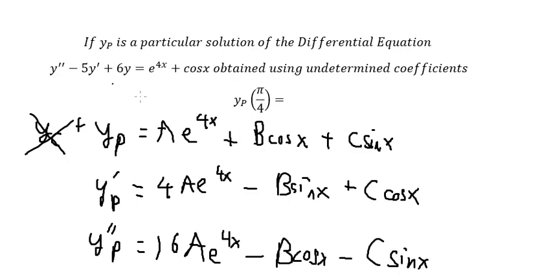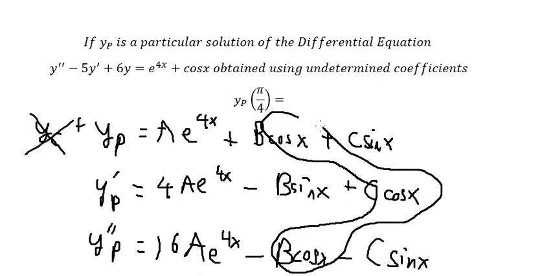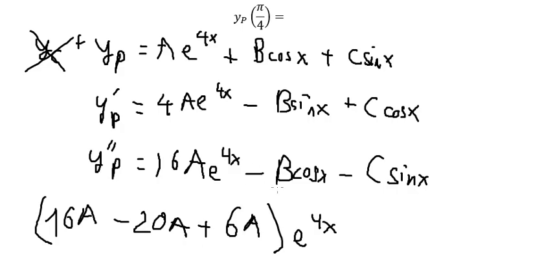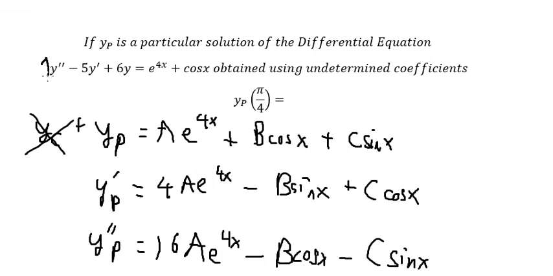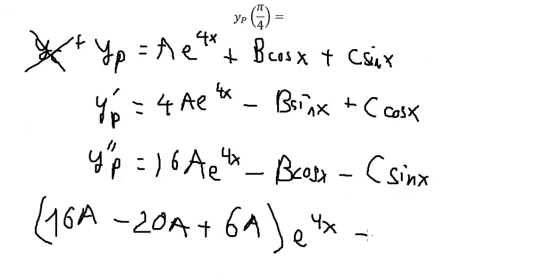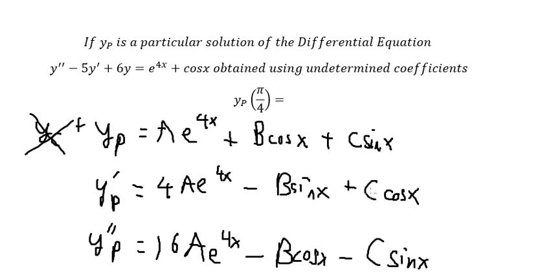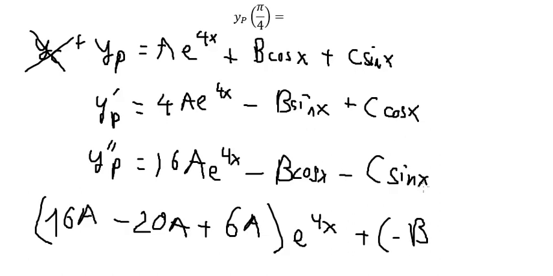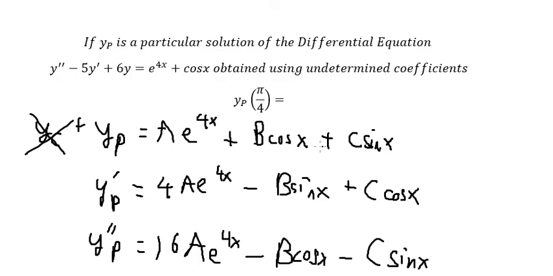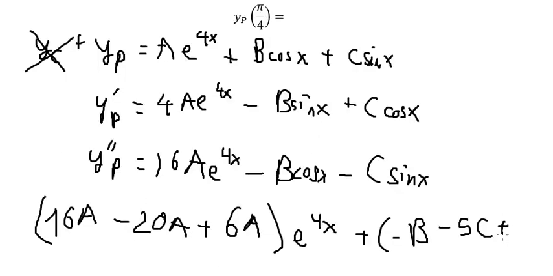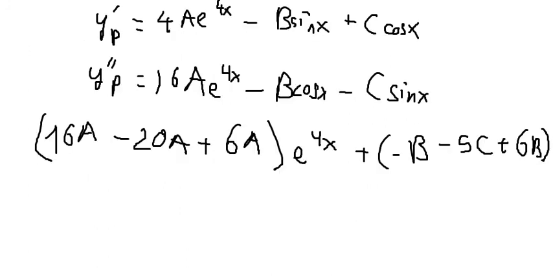Now let's go to the next one. We go to cosine x. We have negative B with number 1 in here. We got negative B. The next one, we have C with negative number 5. So we have negative 5C. B with number 6, we have 6B. And this one is about cosine x.